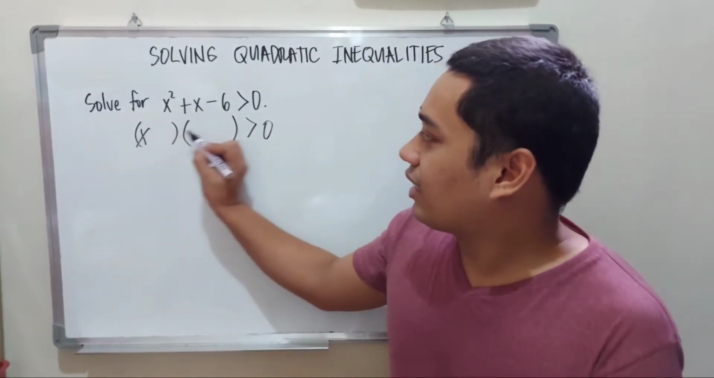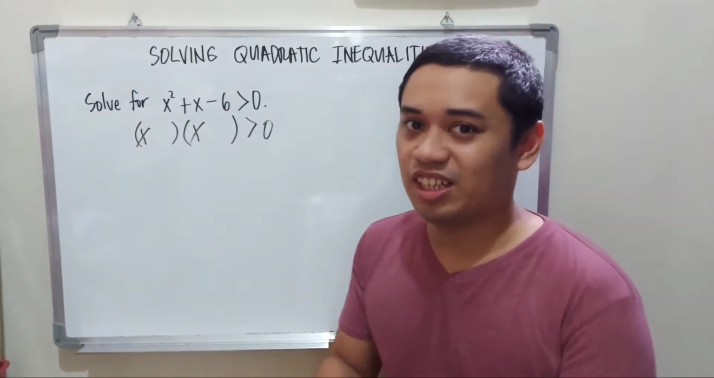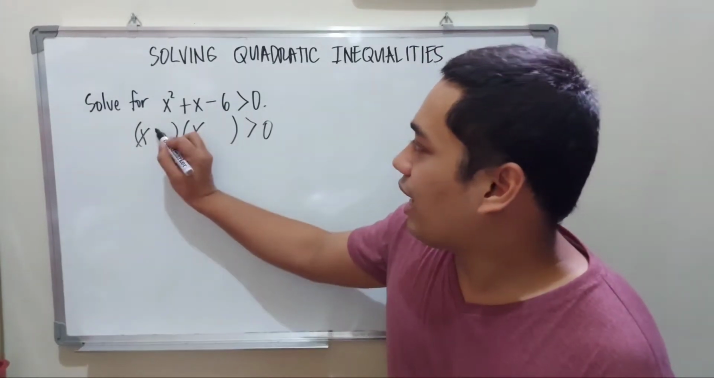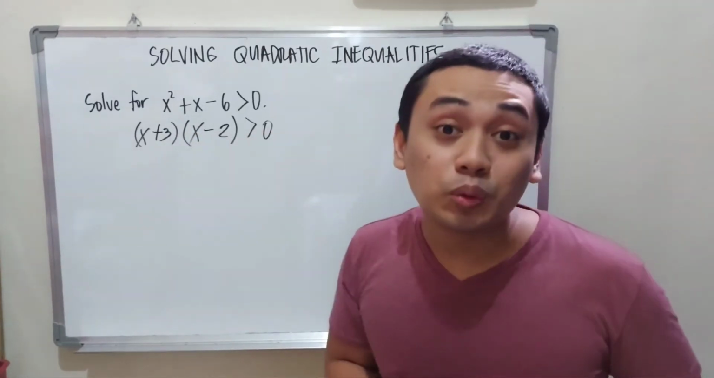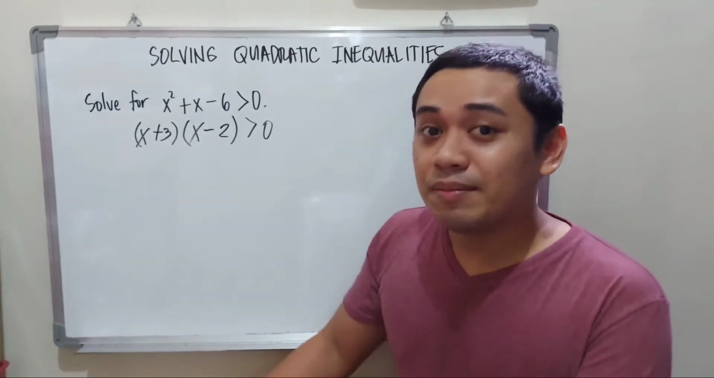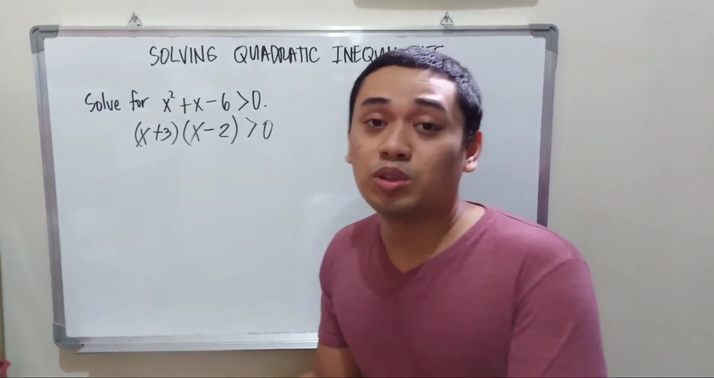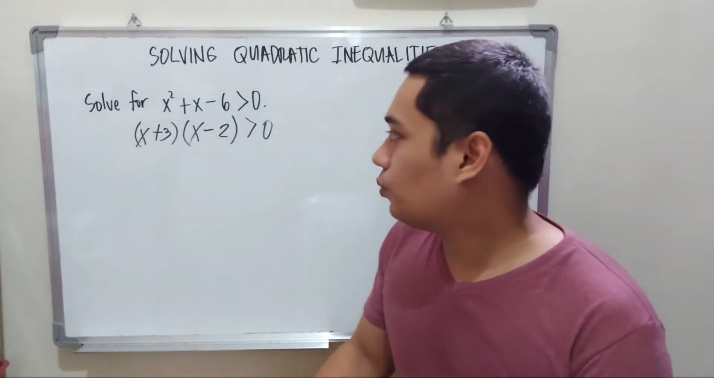We have x and x. Ano ba yung mga factors ng 6 na magbibigay sa'yo ng 1 na sum? Diba we have plus 3 and minus 2. Pwede rin naman siyang magkabaliktad, but dapat yung symbol for 3 and 2 should be correct. Positive 3 and negative 2.